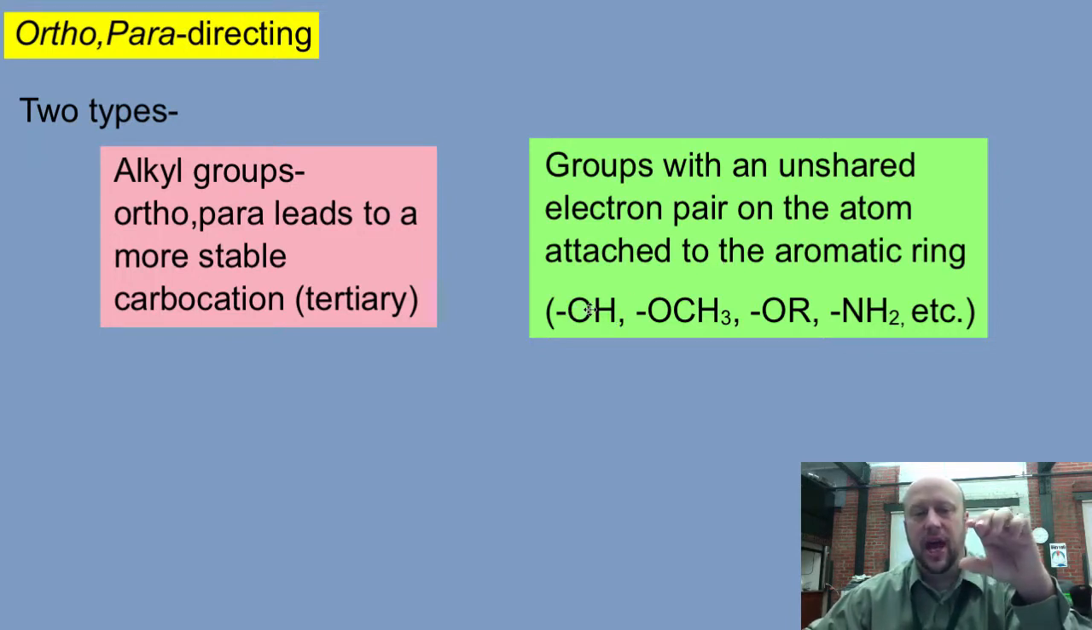Okay? So if I add a hydroxyl group, as we saw there in the rate thing, there's an unshared electron pair on this oxygen here. If we add another oxygen, if we add some of these other groups here, an amino group, all of these things, what they all have in common is that they all have unshared electron pairs, and that's what's going to essentially direct things to the ortho and para position, and we'll talk about why that is.